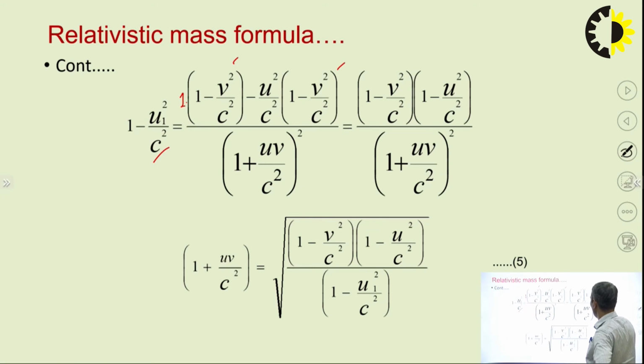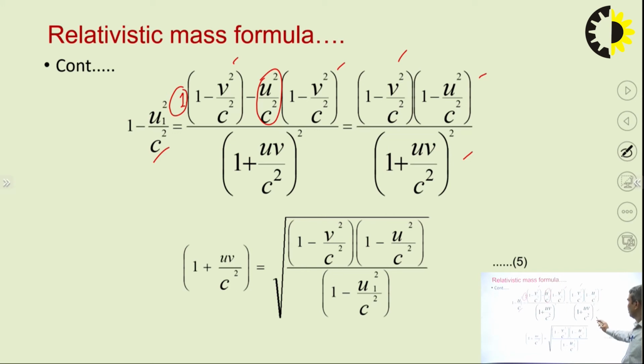So, if you take 1 minus v square by c square as common, we get 1 from here and u square by c square from here. So finally, we get 1 minus u1 square by c square is equal to 1 minus v square by c square multiplied by 1 minus u square by c square, divided by (1 plus uv by c square) whole square.